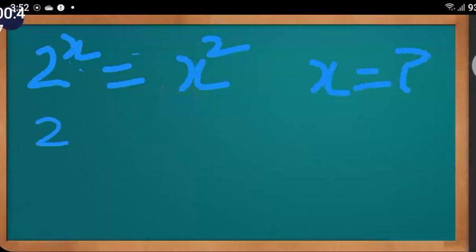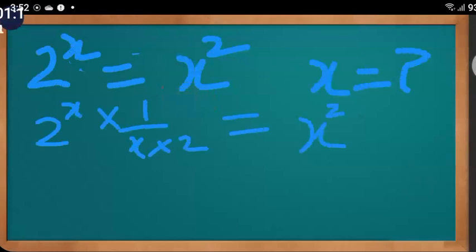So let's get started. What you can do is multiply the exponent x on the left side, and the exponent 2 on the other side, by a common fraction. So I am multiplying the exponent x on the left hand side by 1 divided by 2x, and on the right hand side the exponent 2 is multiplied by 1 upon 2x. So you can see the commonalities and delete them.